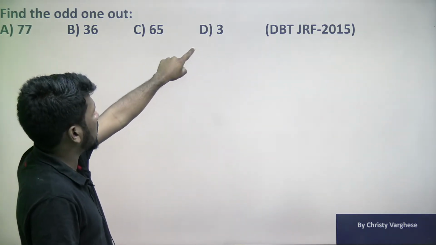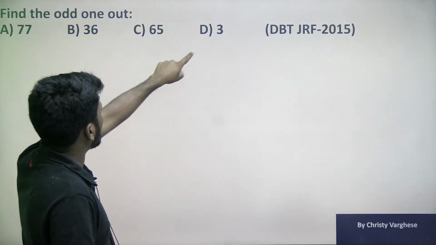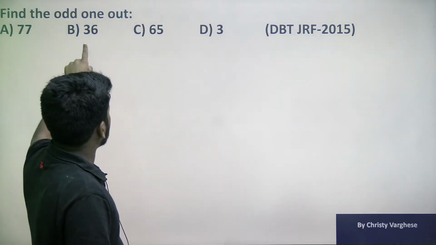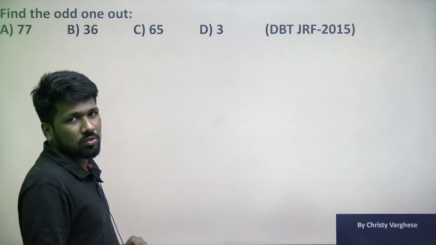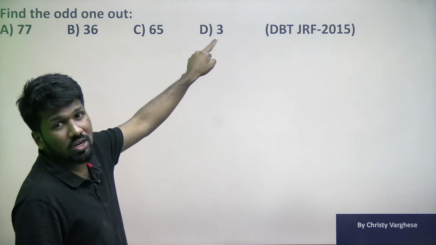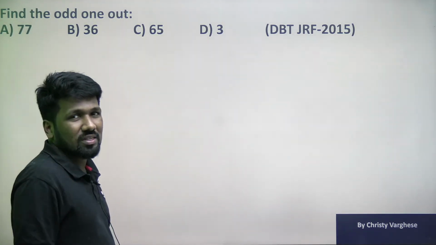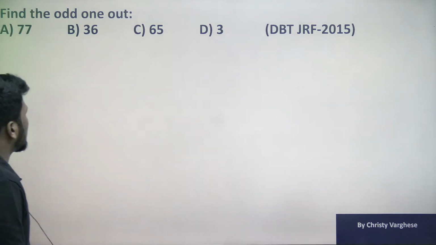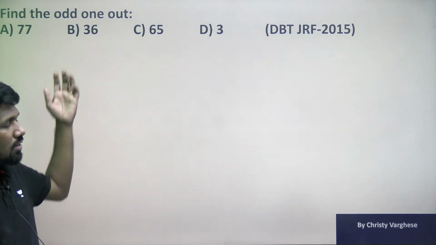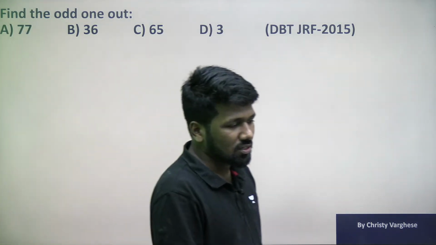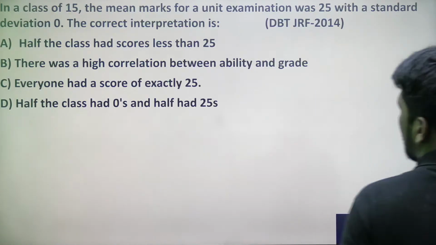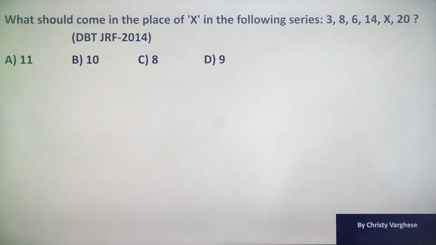3 is the only odd number here. That way 3 is the only prime number here. That way 3 can be the answer because all others are composite numbers. But 36 is the only even number here, so that way that can also be the answer. And 36 is the only perfect square, that way also that can be the answer. But 3 is the only one digit number, that way that has equal chance itself. So I don't agree with this question. I don't know what answer key DBT JRF gave for this question. But in my opinion, this is not a perfect question. So I will show you one more question. Try this question.